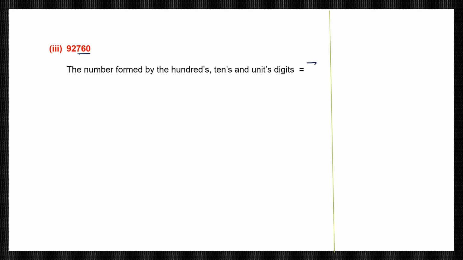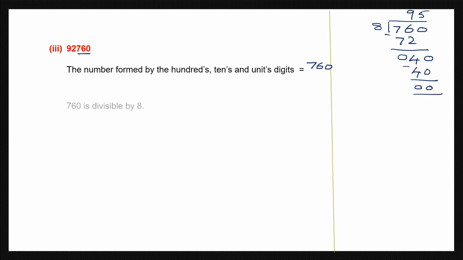This number is 760. So let's see if it is divisible by 8. 76, 8 nines are 72. So minus, 6 minus 2 is 4, 0, you bring down 0. Now the number is 40. 8 fives are 40. So the remainder is 0. That means 760 is divisible by 8. So if that is divisible by 8, then 92,760 is also divisible by 8.